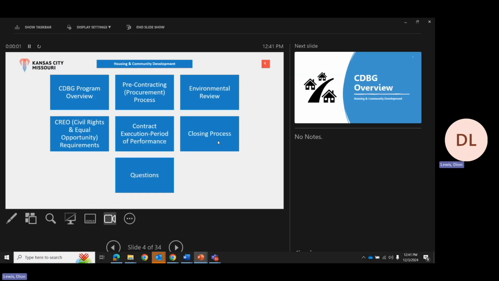Kind of going back to the alignment, we talked about what you should be doing prior. Now we're talking about what we're doing here as far as the overview. There is a pre-contracting procurement process in which some of those questions and documentation that you're going to be providing in your application are satisfying that requirement. What we're trying to do is streamline the contracting process. And so anything that is not cost effective, as much as we can avoid, we try to get that documentation up front.